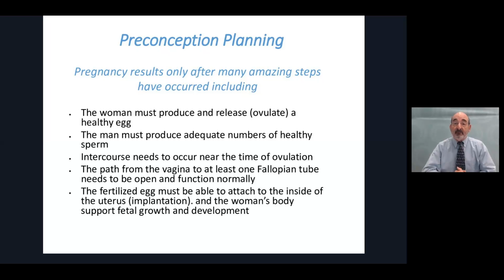So number one is we have to produce both egg and sperm. So the woman has to produce a healthy normal egg, and if there is a male partner, there has to be normal fertile male sperm. Intercourse has to occur at the proper time, or insemination at the proper time around ovulation for pregnancy to occur. And beyond that, we have to have an open path. At least one of the woman's fallopian tubes needs to be open for the egg and sperm to be able to meet and fertilize in the fallopian tube, move to the uterus, and implant approximately 3 to 5 days after ovulation has occurred. So all these different steps have to occur and occur quite effectively in nature.